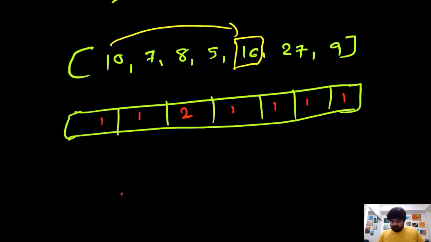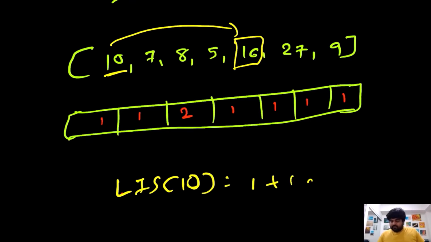And basically we can say that whatever the longest increasing substring we have found at 10, if we do it plus 1, that would become 16. So the longest increasing substring for 10 we have found is actually 1. So 1 plus 1 equals 2. So let's just update the value 2 over here. And now let's move on with our calculation. So we are done with this 10.